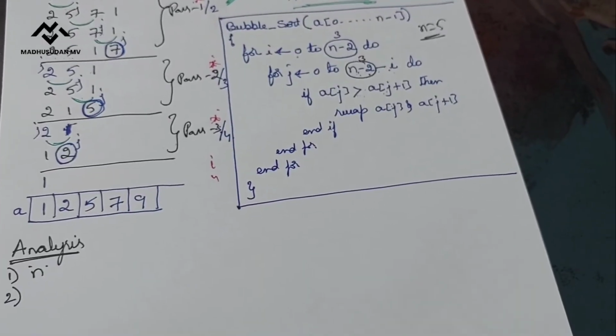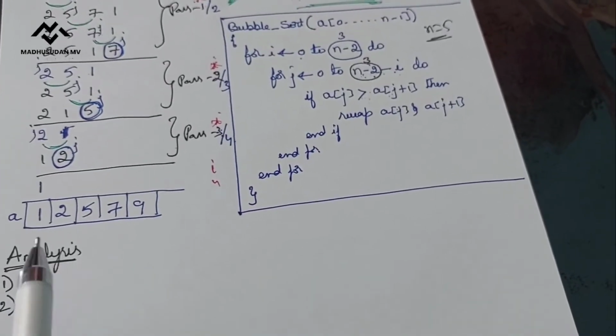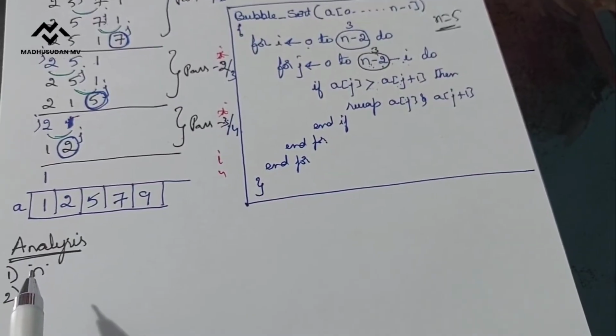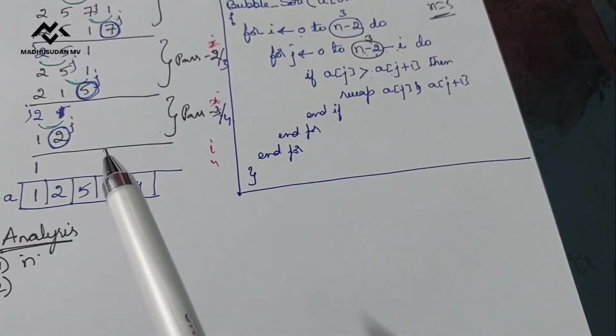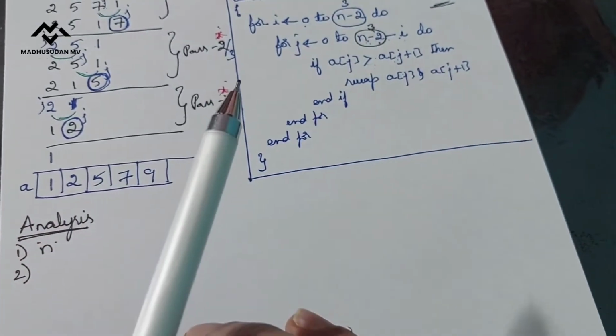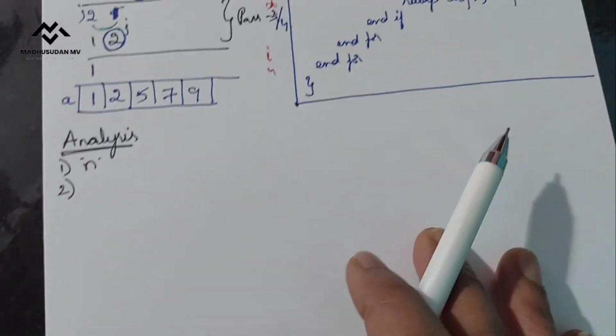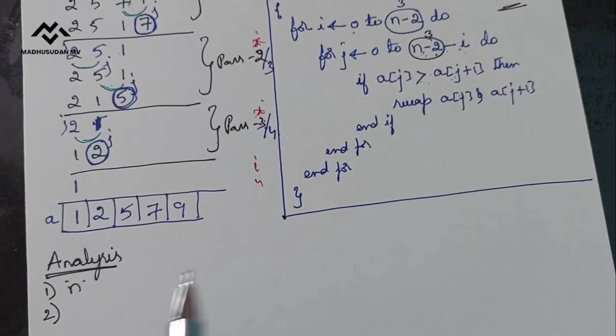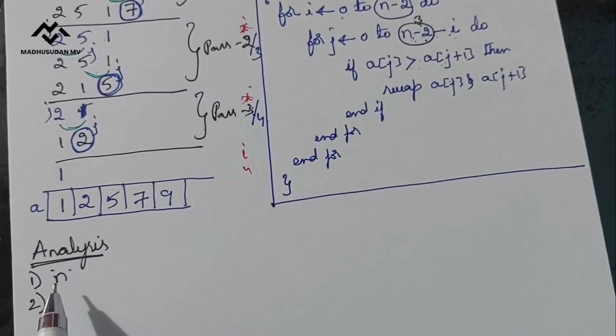Now we need to do analysis of this algorithm. So we know that the first step is to decide the problem size. Here, how many elements are we sorting? Yes, in this example 5, but are we always sorting 5 elements? No, it may be 5, 6, 8, or whatever. So the number of elements to be sorted is n. This is the problem size.